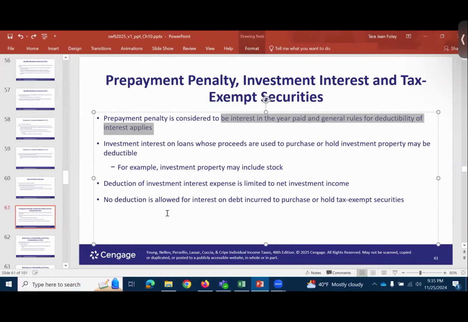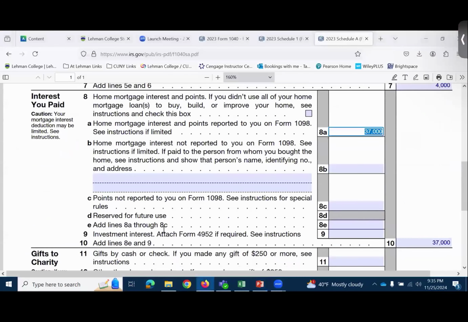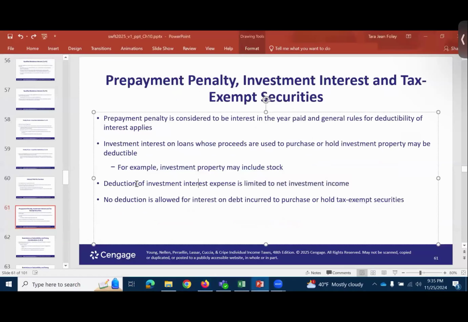Okay, and there's some more examples. Now, investment interest expense is limited to net investment income. If you have investment interest expense of $5,000 and you have investment income of $4,000, that means you have $1,000 more of expense. You're not allowed to deduct that, so this has to be zero. And that $1,000 of expense that you didn't get to deduct will be carried over to the next year. So your deduction is limited to your income.